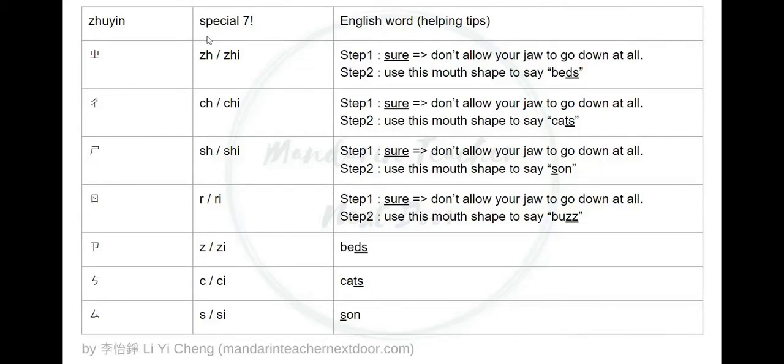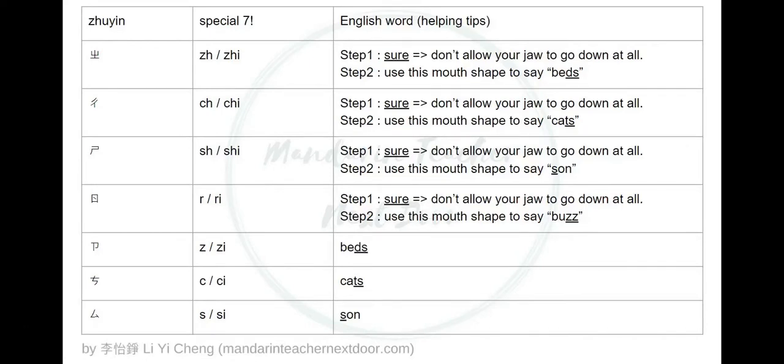The second column is the pinyin part. This is what we're going to focus on instead of 注音. 注音 is just a reference for people who are interested in seeing how it looks in 注音 when we pronounce a specific pinyin sound. For the right column, this is where I provide helping tips, whether it's an English word or a step-by-step guide on how to pronounce that sound.